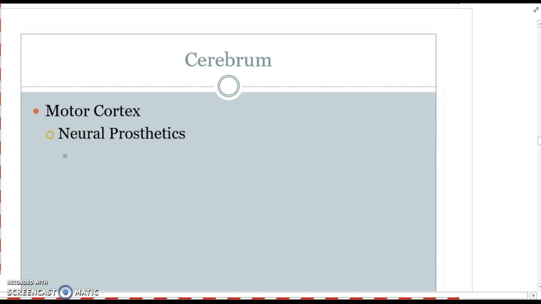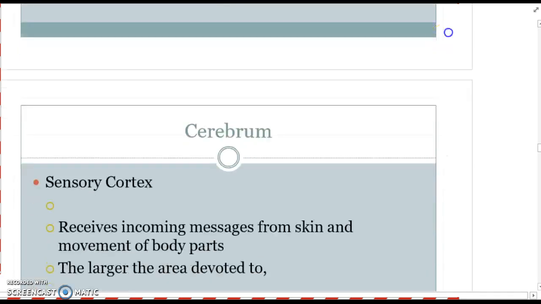So again, moving on with the cerebrum. What's interesting, if a person has a prosthetic leg, for example, those nerves are no longer there, but they can move it just by thinking about it. So there's actually electrodes in the brain that record it and then help operate that prosthetic. By just thinking about moving it, they can move it, which is pretty interesting. That's kind of a side note.